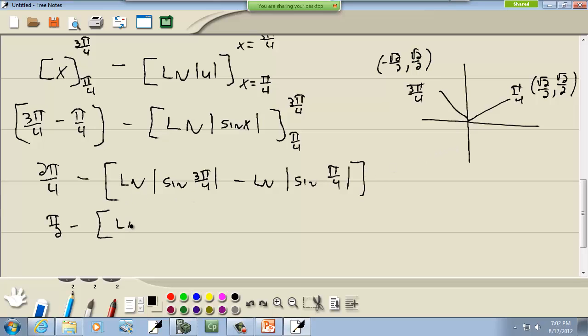So we got sine 3 pi over 4. If I look at sine 3 pi over 4, the sine is our y, which is square root of 2 over 2. Minus natural log, and then sine of pi over 4, well, sine is our y again, so it's square root of 2 over 2. So you see something nice happens. These are both the same, so they drop away, and our answer is just pi over 2.